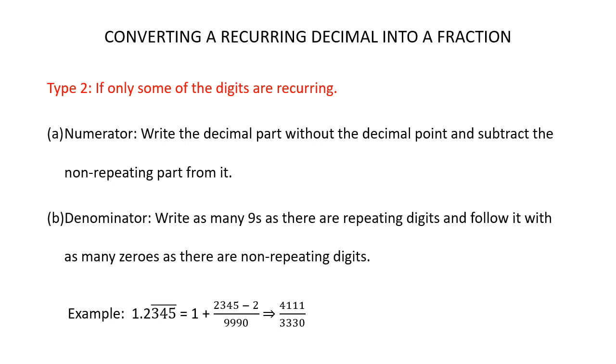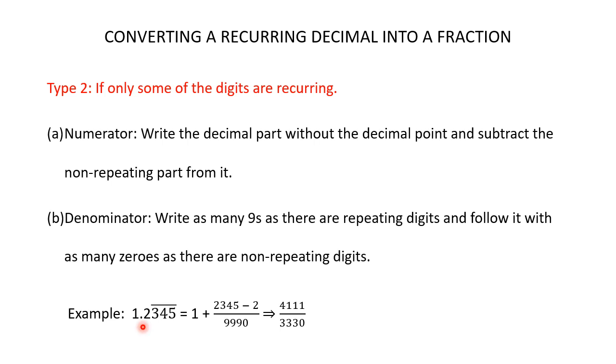Now let's learn how to convert a recurring decimal where only some of the digits are recurring into a fraction. In such cases, for the numerator, write the decimal part without the decimal point and subtract the non-repeating part from it. For the denominator, write as many nines as there are repeating digits and follow it with as many zeros as there are non-repeating digits. Let's understand this with an example.